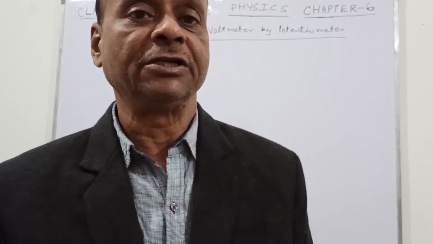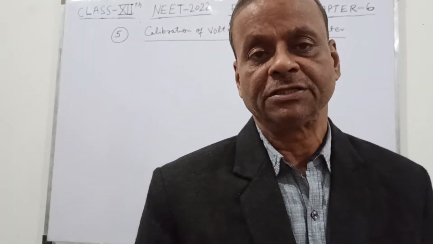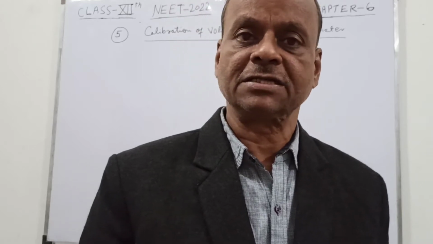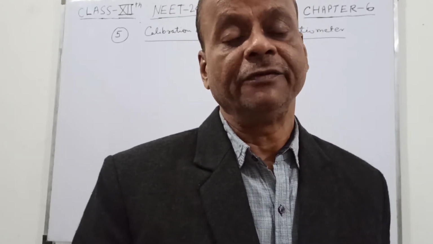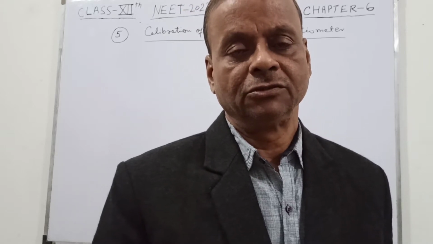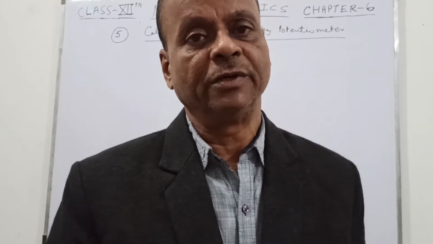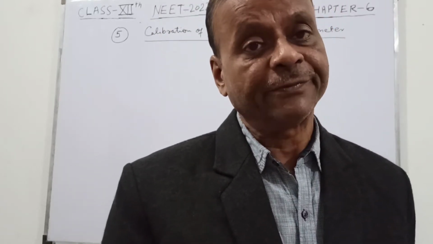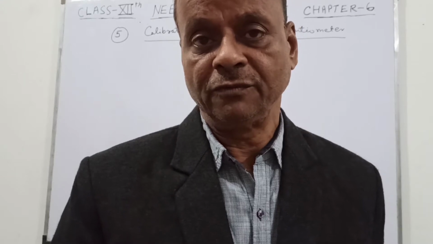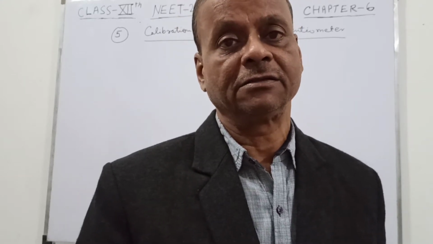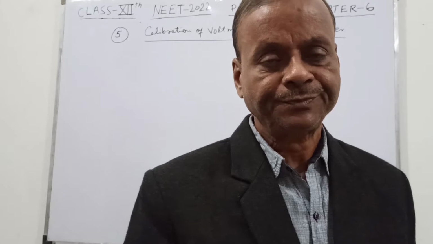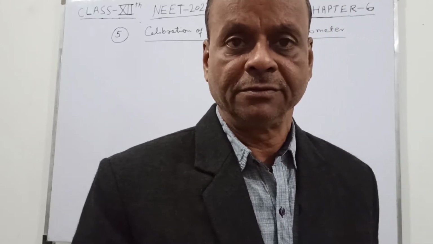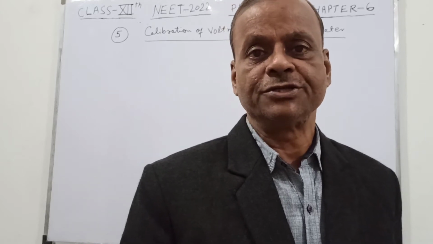If suppose the question is of 3 marks, then only the definition of the calibration and then the electrical circuit, and they may ask about the calibration curve. So this may be a question of 2 marks or 3 marks. So different types of questions can be set from this calibration of the voltmeter and the ammeter. Now let us take the calibration of voltmeter by potentiometer.